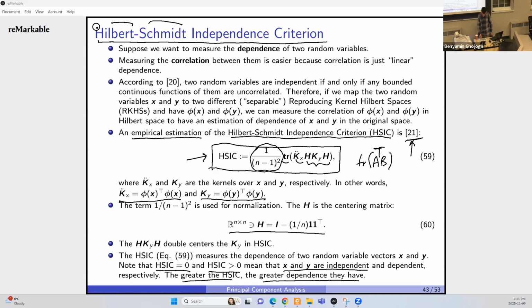And H here is the centering matrix defined in equation 60. Recall preliminaries, we talked about it. Okay. And interestingly, when HSIC is 0, it means that they are independent. When HSIC is positive, it means that they are dependent. So HSIC is greater than or equal to 0, but there is no upper bound on that. That's the flaw of HSIC. Okay, there is no upper bound. But the larger the HSIC, the more dependent they are.